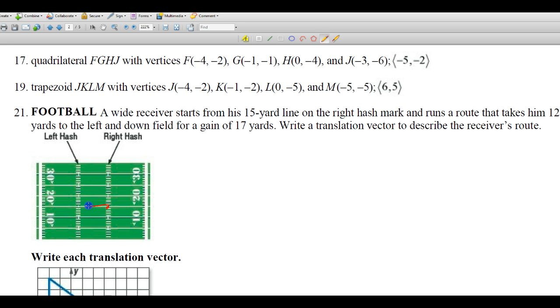So left and then downfield. So the left 12, and then that would be up 17. So our vector is left 12, up 17.